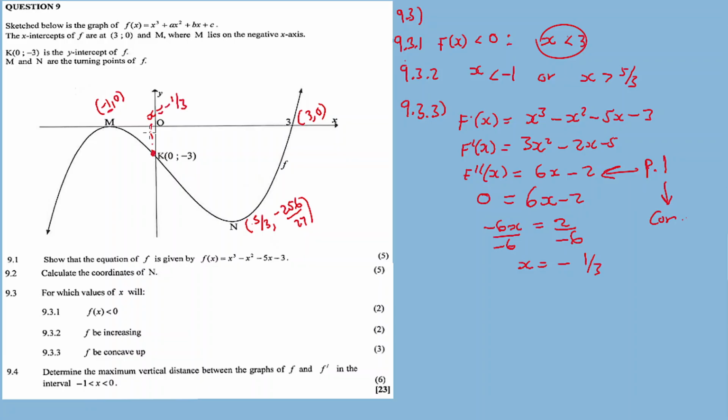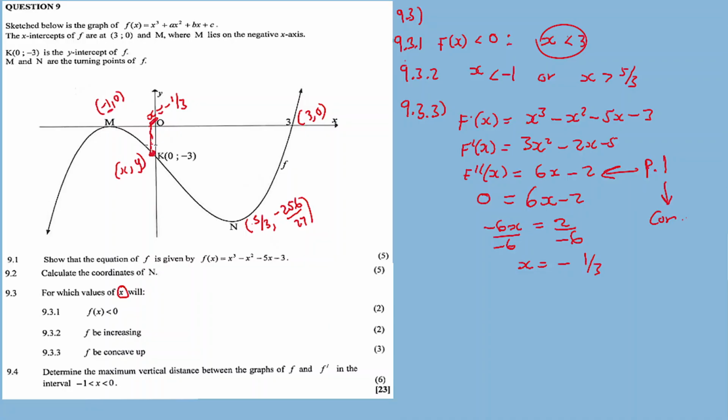This point, okay, this is a point. The point of inflection is a point. It's an x and a y, but because the question says only the x values, we only pay attention to the x coordinate of the point of inflection. So x equal to -1/3.